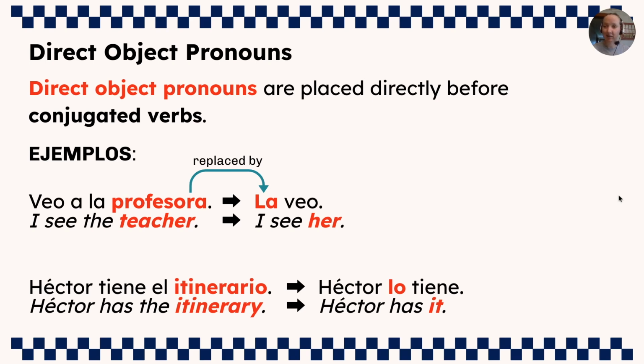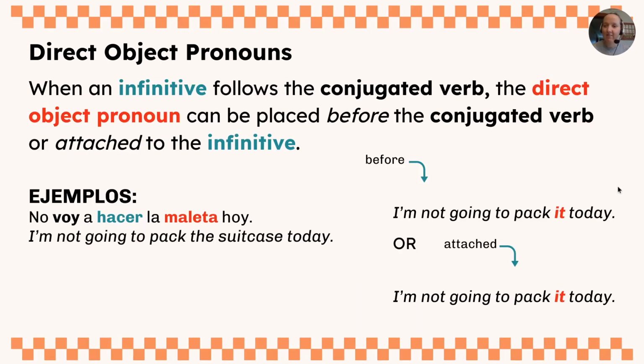And let's look at how else we can use direct object pronouns in sentences. So when we have an infinitive, remember an infinitive is the most basic form of a verb. This is when our verbs end in AR, ER, or IR. So when we have an infinitive that follows the conjugated verb, then our direct object pronoun can be placed in two places. Before the conjugated verb or attached to the infinitive. So looking at our example, we have I'm not going to pack the suitcase today. No voy a hacer la maleta hoy.